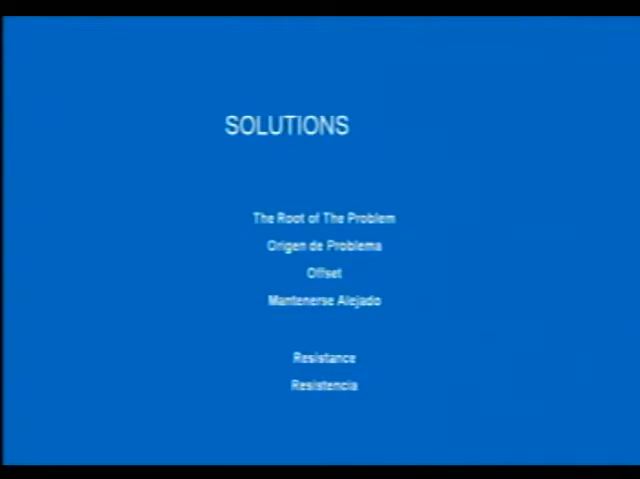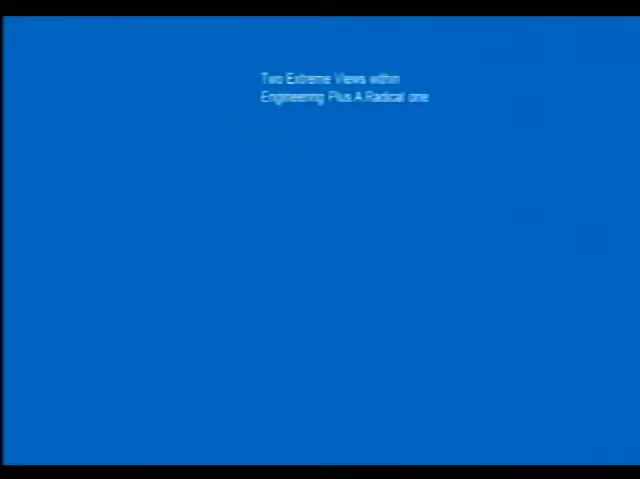Now, how do you solve this vicious problem of terrorist attack? Well, the root of the problem is first not to have the guys develop hatred, and then if there is going to be hatred, to keep them away. The first thing is to keep them away, and the second thing is to improve the resistance of a building. But Jesus, we can't improve the resistance of every building in the United States. It's not so easy. And there were two extreme views within engineering, plus a radical one.